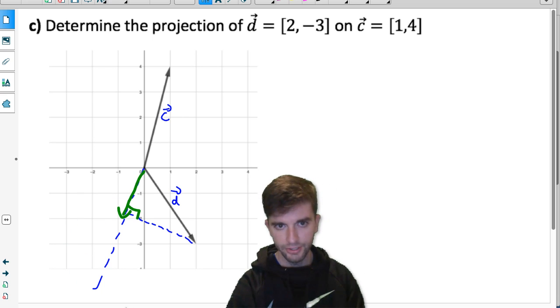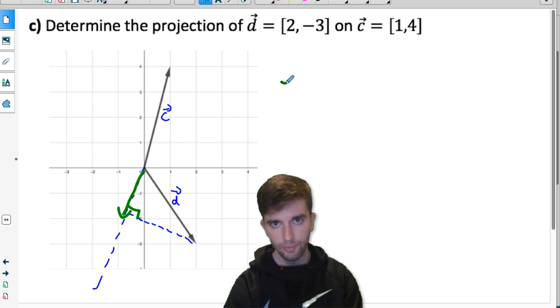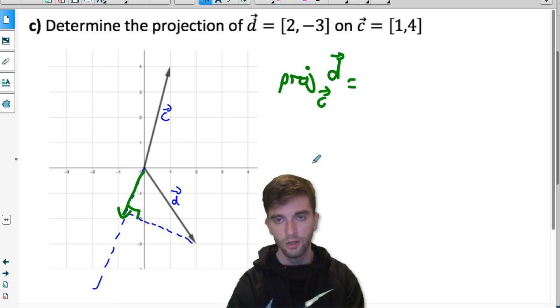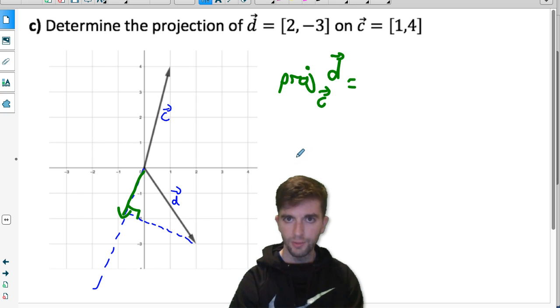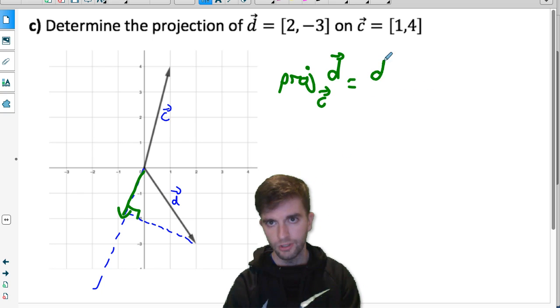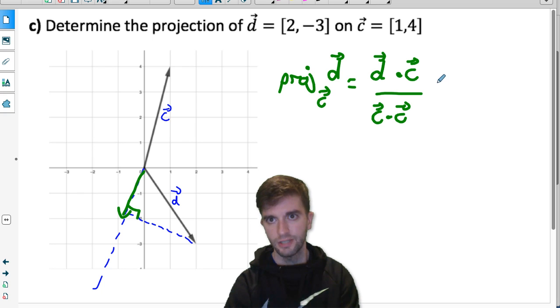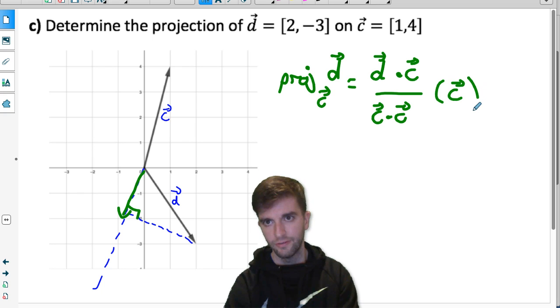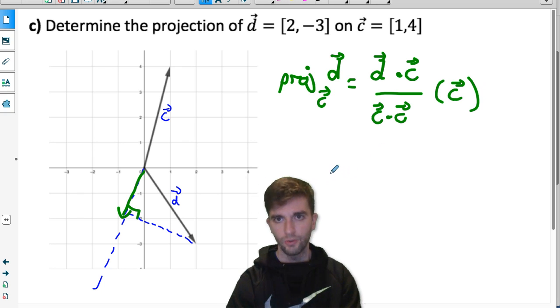It's going to form a 90-degree angle there. So the projection of vector D onto vector C would equal, if we use the formula we came up with, D dot C over C dot C times vector C. So let's calculate all of this.